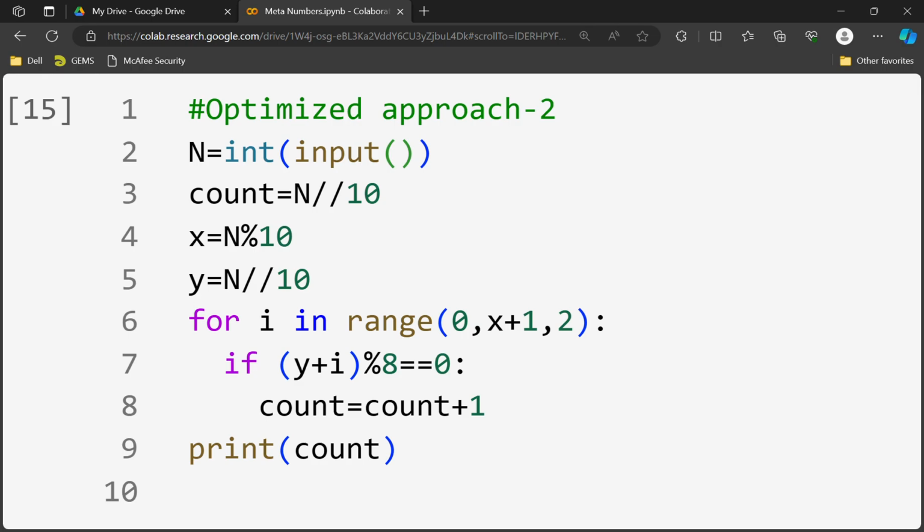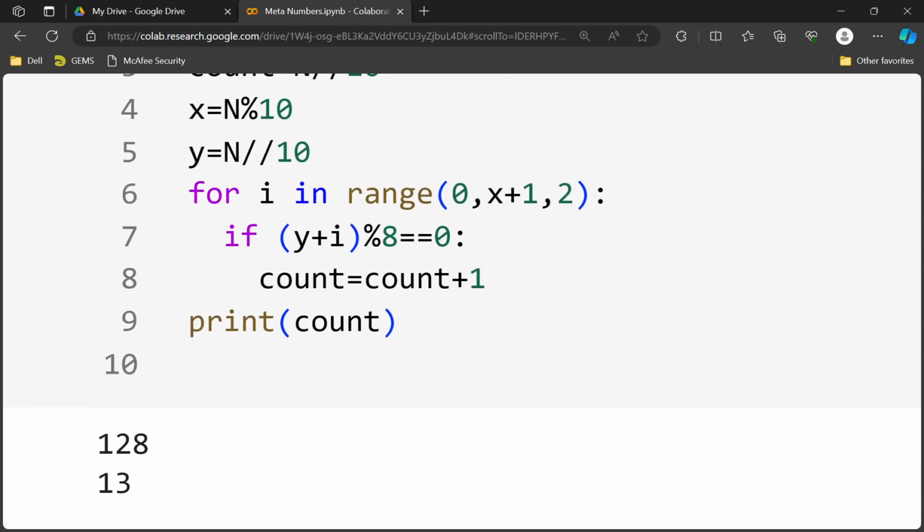N floor division, in the sense, what is the meaning of floor division in Python? It will consider only the integer portion of the result, the integer portion of the division. So n floor division 10, it will take that one. Then I am taking some temporary variables. X is n modulo division 10, y is n divided by 10.